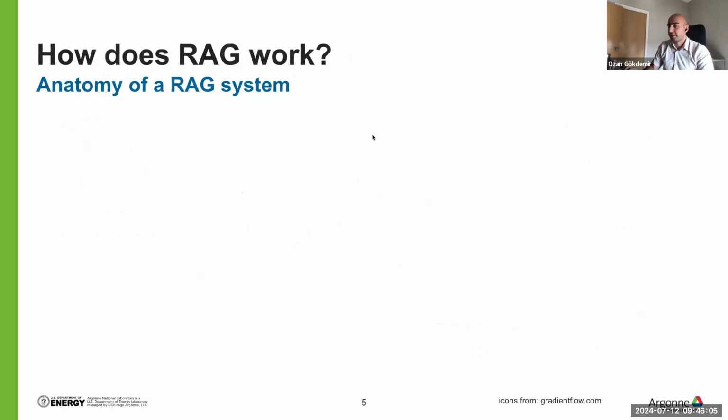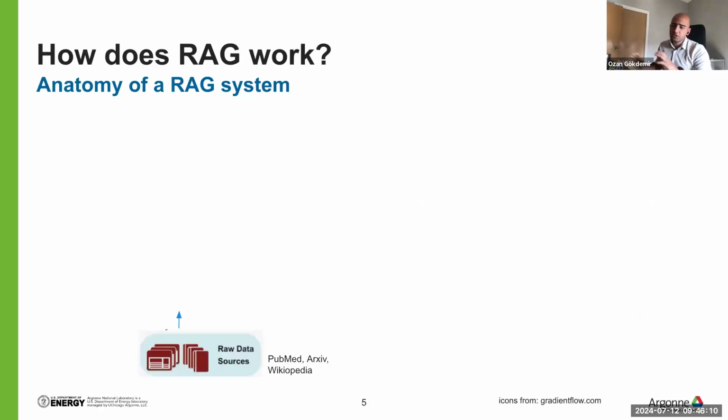Okay, how does it work? Anatomy of a RAG system. You start with, as you saw, raw data sources. So this is your external knowledge corpus. It could be PubMed, arXiv, Wikipedia, a domain-specific data set in your field of science, whatever it is, that you need to introduce to the model.